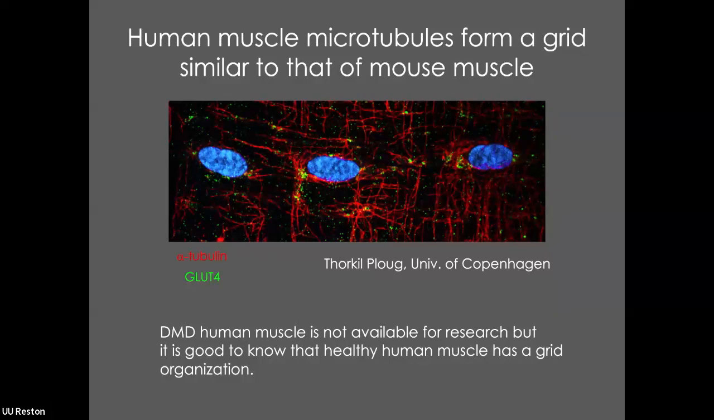And you can see the microtubules shown here in red. These were samples that had been kept fixated for a long time, but anyway, you do find regular grids in normal human muscles. So, DMD human muscle is not available for research, but it is good to know that healthy muscle is a good model for finding out what happens to the microtubules in diseases.